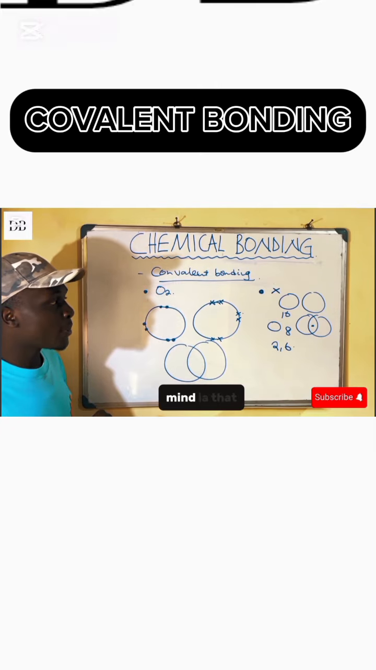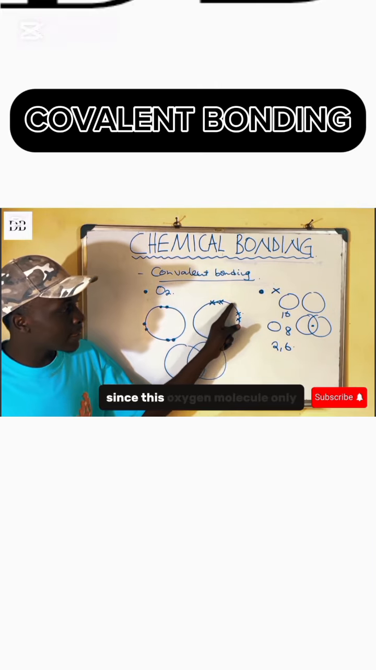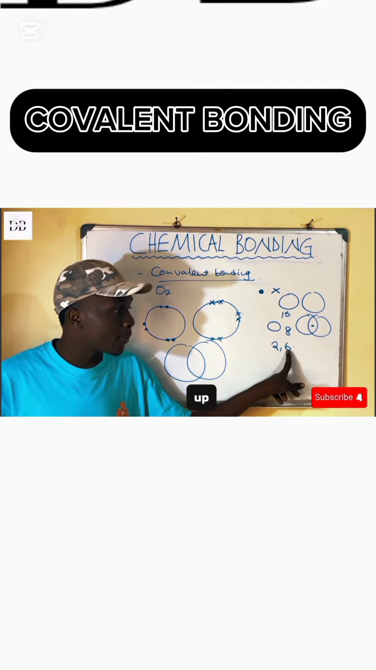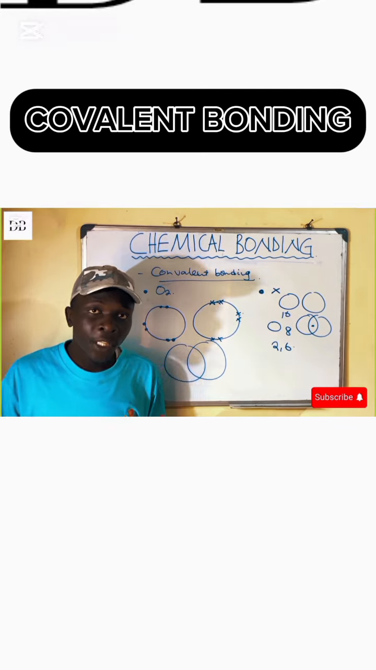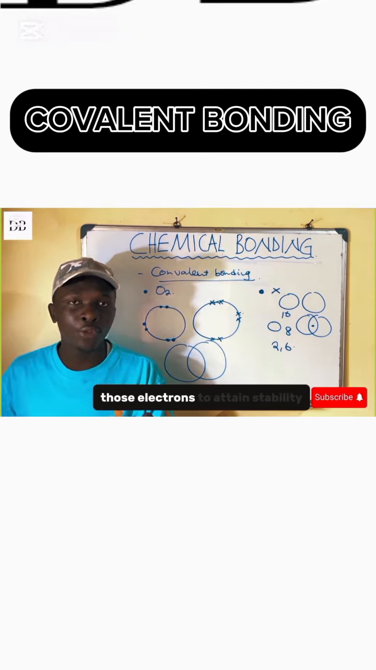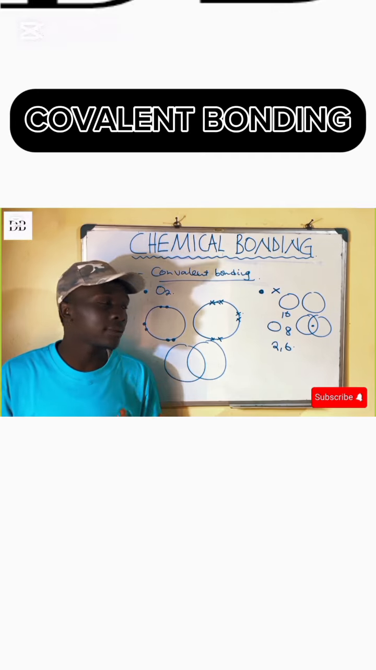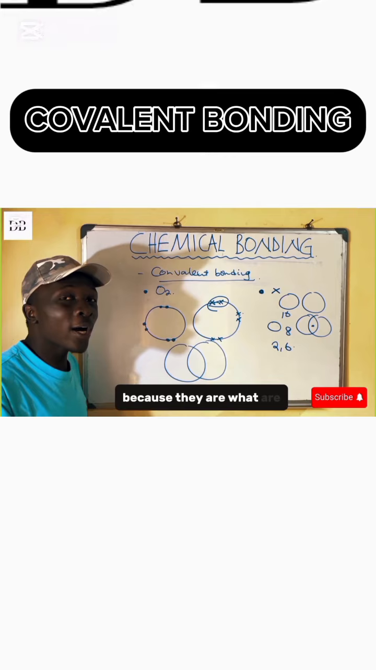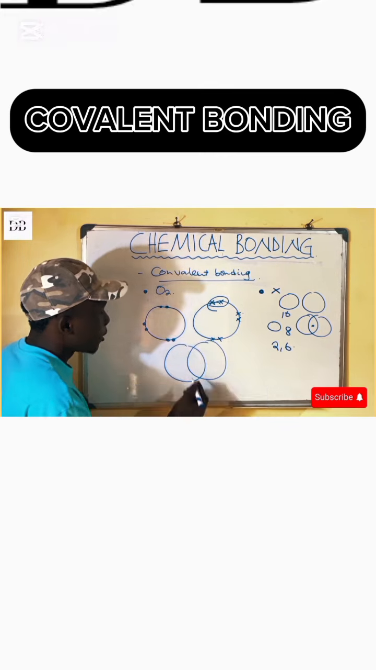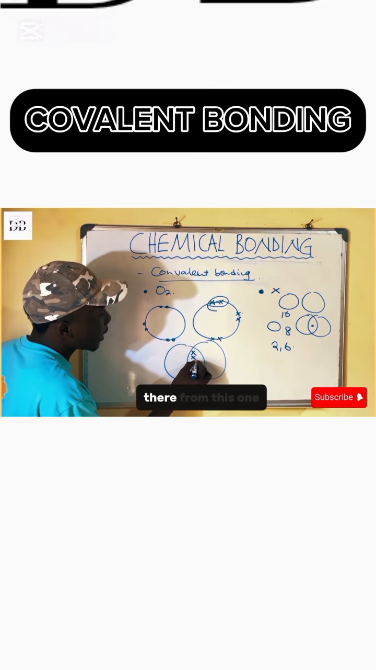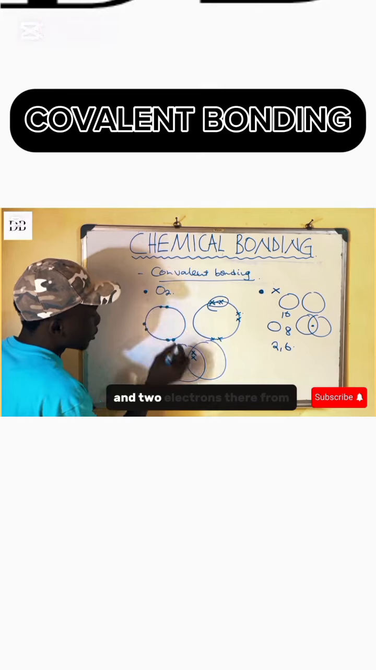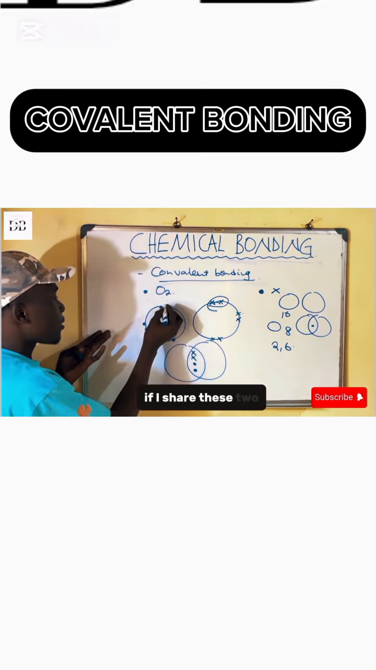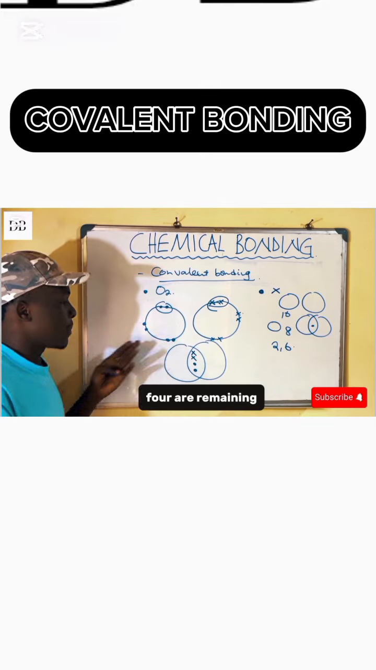Another point to keep in mind is that since this oxygen molecule only needs 2 electrons to fill up its second shell, it means it will share those electrons to attain stability. So these 2 electrons will be shared because they are what are needed to balance out. So I'll share 2 electrons there from this one and 2 electrons there from this one. If I share these 2 electrons, 4 are remaining.